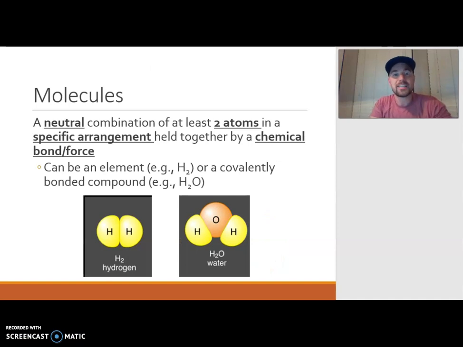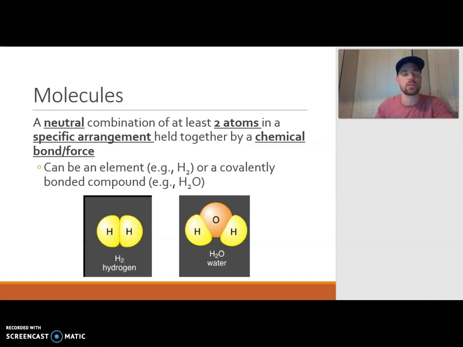Now before we get into the naming and writing of covalent compounds, let's talk about their structure, just like we did with ionic. With ionic compounds, we saw that they existed in large crystal lattice structures. But with a covalent compound, it is possible to actually have just a molecule. Covalent compounds can exist on their own as molecules.